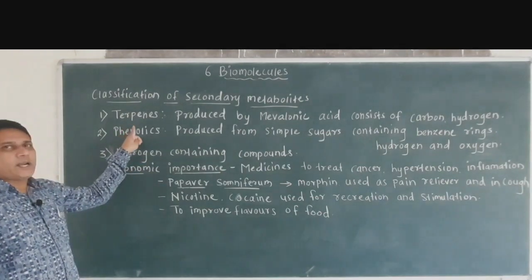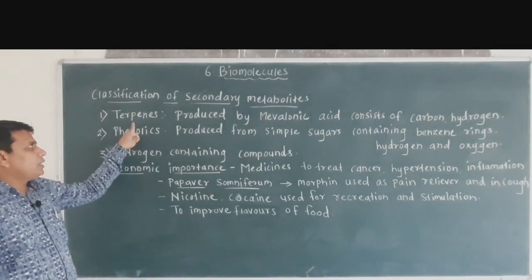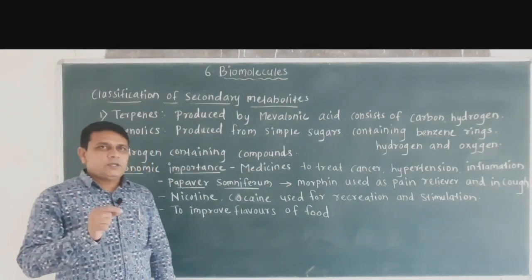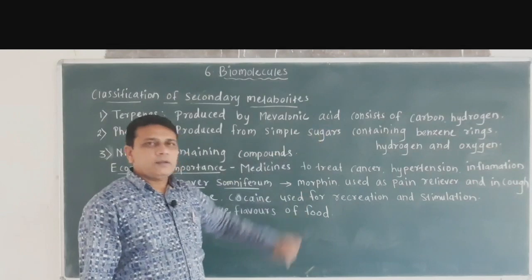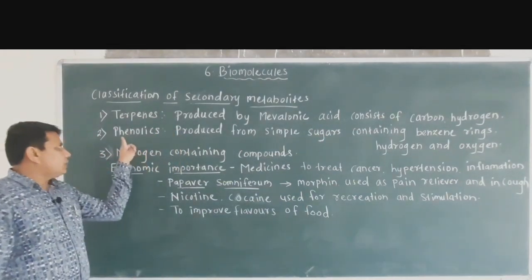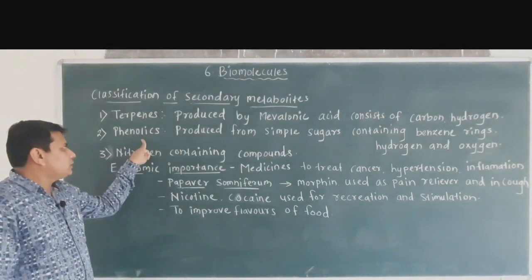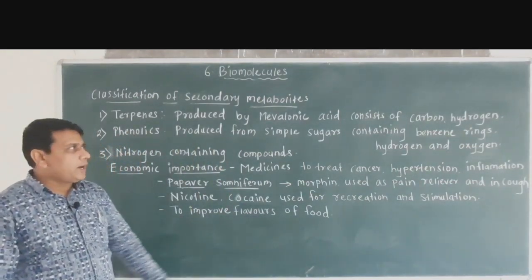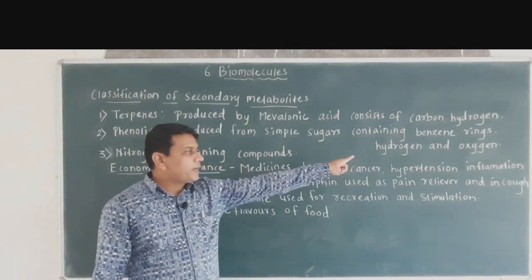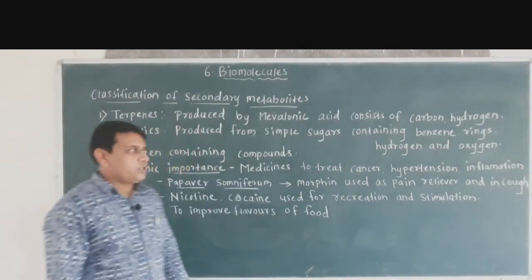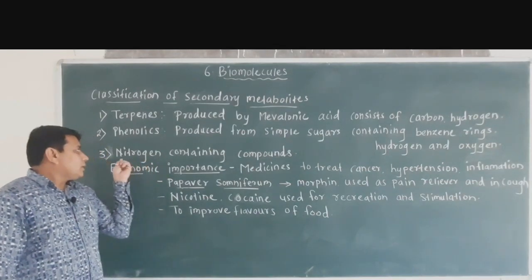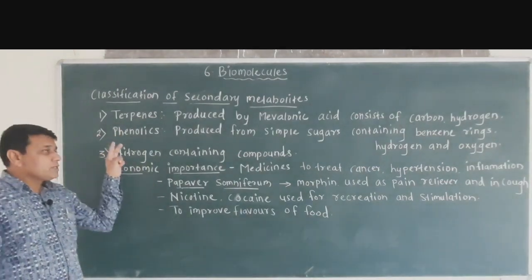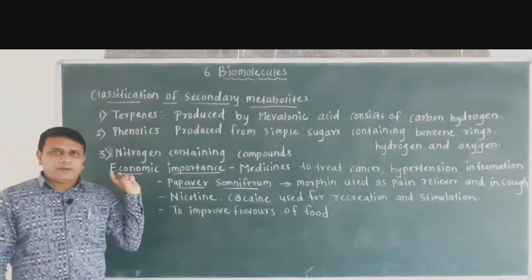Then the next topic is classification of secondary metabolites. Secondary metabolites are classified as, the first one is terpenes. Now terpenes are produced from malonic acid, which consists of carbon and hydrogen. Then second ones are phenolics. Phenolics are produced from simple sugars containing benzene rings and contain hydrogen and oxygen. Then nitrogen containing compounds. So in these three categories, secondary metabolites are classified.